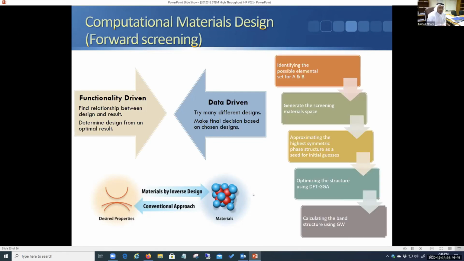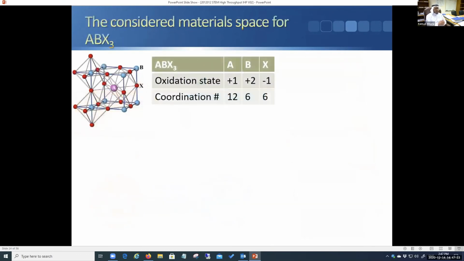So how do we do that? We need to identify the possible elemental set for the A, B, and X when we talk about ABX3 perovskite. Then we generate the screening material space, and after that, we need to start from some point for the initial guess. We need to efficiently approximate the high symmetry phase structure, which is the cubic. After that, we go for a global optimization to identify, hopefully, the global minima. We never actually know exactly if this is the global minima. And after that, we calculate the band structure using GW, not DFT. Let me start with the structure. This is the structure of the perovskite, which is the ABX3.